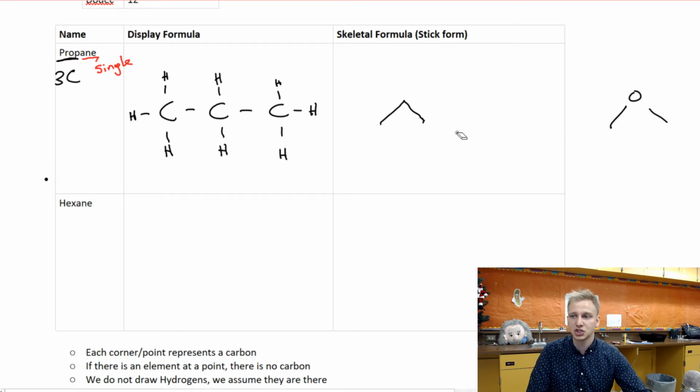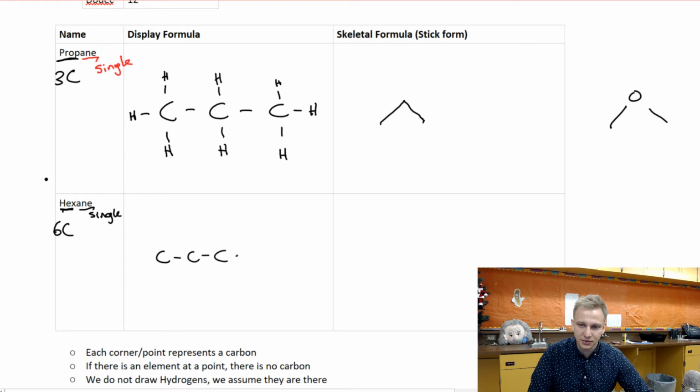And so we don't need to show those hydrogens in that molecule, which is super nice for us. If we do hexane, we have hex. Hex is the prefix for 6, so we're going to have 6 carbons. And then again, we have this ANE, so we're going to have all single bonded carbons.